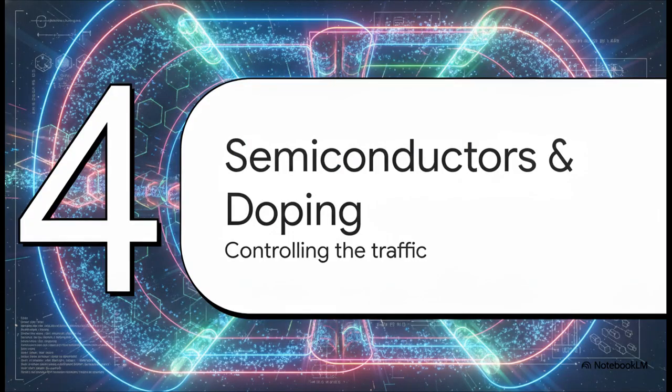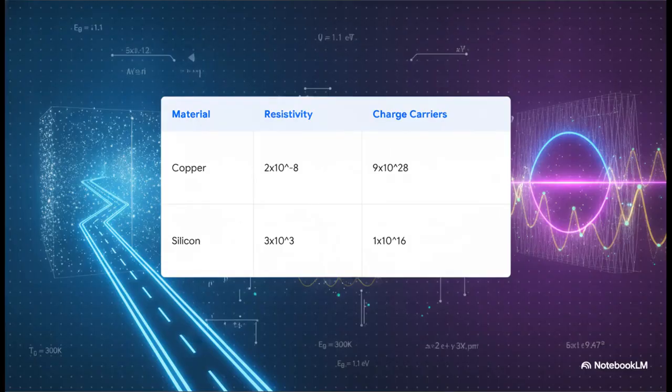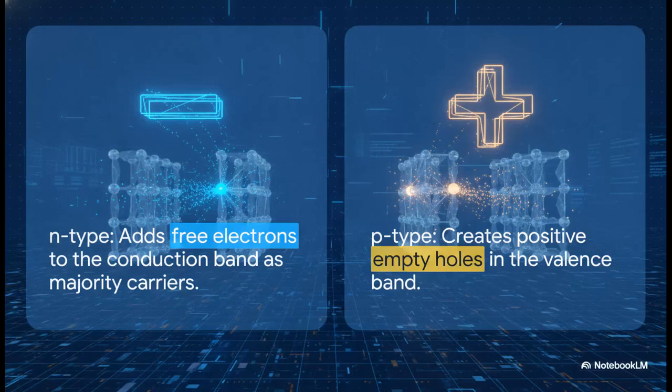Okay, moving on to part 4, semiconductors and doping. So comparing our super fast copper highway with pure silicon reveals a pretty stark contrast. Copper has astronomically more charge carriers than pure silicon. But silicon has a secret weapon. Its energy gap is only 1.1 electron volts. That is a small enough gap that we can actually manipulate the material. We can use thermal energy or add impurities to boost electrons right across that tiny gap and into the conduction band. And by intentionally adding those impurities, a really clever process called doping, we take the wheel.